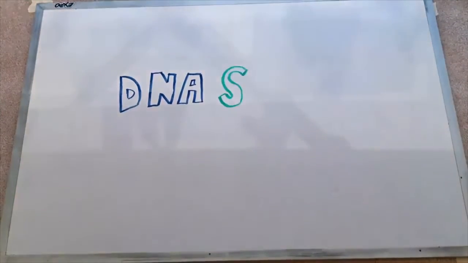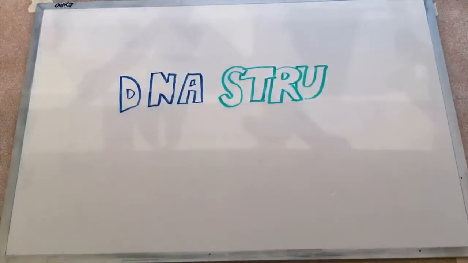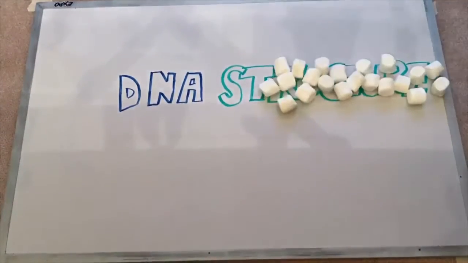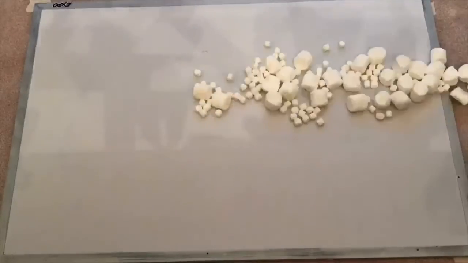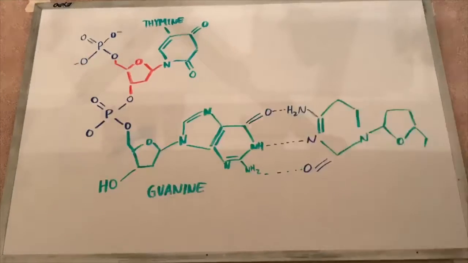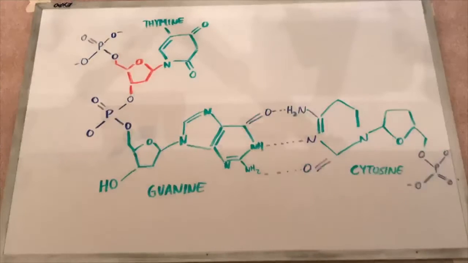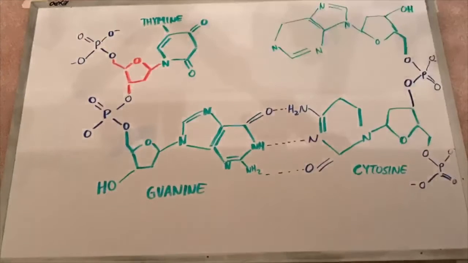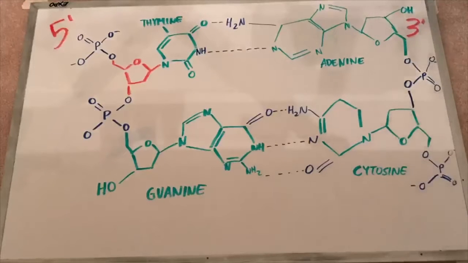The first thing that we will show you is the structure of DNA. This is the chemical structure of DNA. The building blocks of DNA are known as nucleotides. They consist of a backbone, which is a deoxyribose, and a phosphate group. It also consists of nitrogenous bases. There are 4 nitrogenous bases: thymine, adenine, cytosine, and guanine.